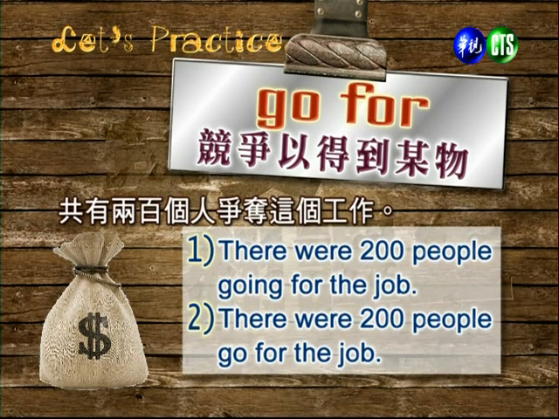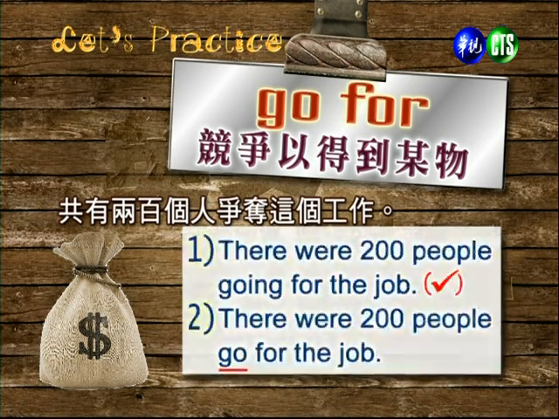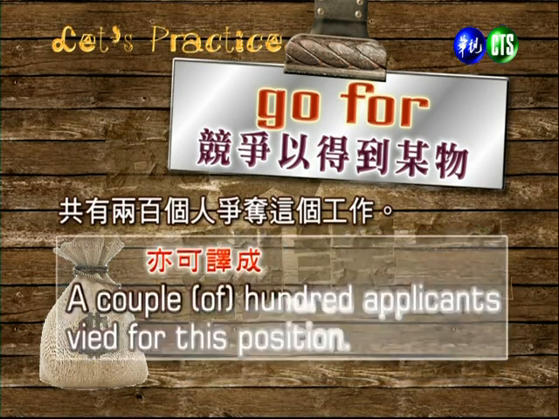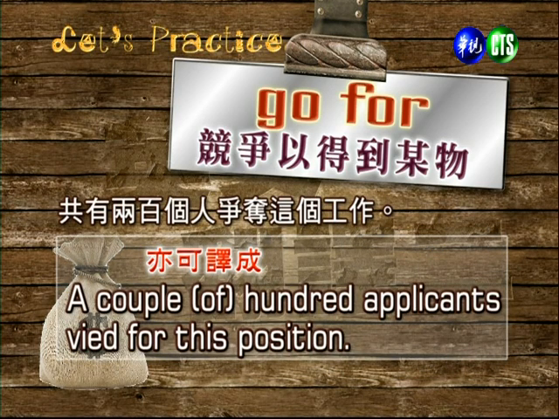There were 200 people going for the job. There were 200 people go for the job. 哪边有错？First one sounds like Chinglish. Because you need the going for, because it modifies people. So 对，因为这个已经有 work 动词，不能有另外的动词，要用 ing 形式哈。好，我们另外翻翻看。A couple of 100 applicants vied for this position.